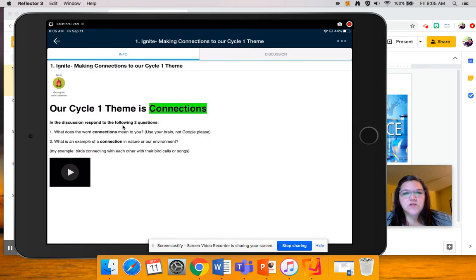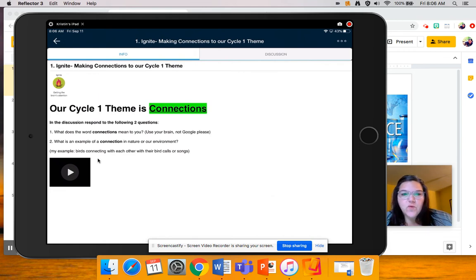In the discussion, respond to both the questions. Please try to use complete sentences. This is 7th and 8th grade. What does the word connections mean to you? It says to you, not to Google, not to the dictionary, right? So use your brain. What do you think of when you think of the word connections? And number 2, what is an example of a connection in nature or our environment?